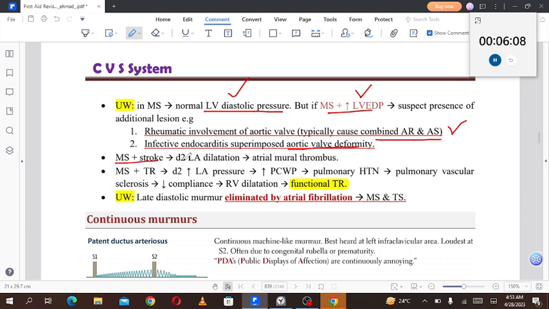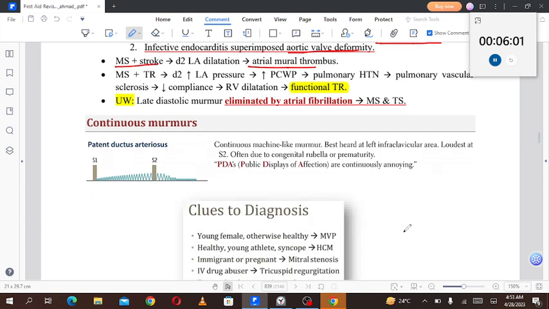Mitral stenosis plus stroke due to left atrial dilation and atrial mural thrombus. That is such a beautiful point: when there is mitral stenosis, suppose that this is the atrium and there was a mitral valve associated with that, which was like this, and the right ventricle is over here.